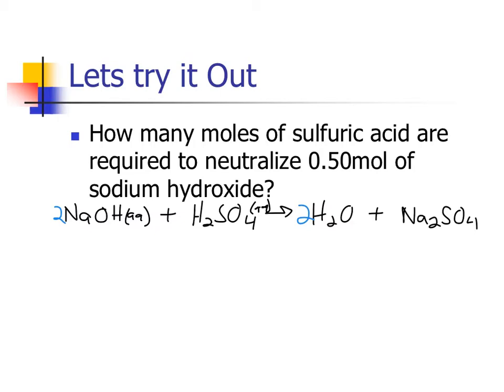Now what I have to figure out is, I have a number of moles. All we're asking for is converting moles of one thing to moles of another. Very similar to some of the early problems that we did in Unit 4 when we were doing some stoichiometry. So here, what we're looking at is our given of 0.5 moles of sodium hydroxide. I need to convert that into moles of sulfuric acid.